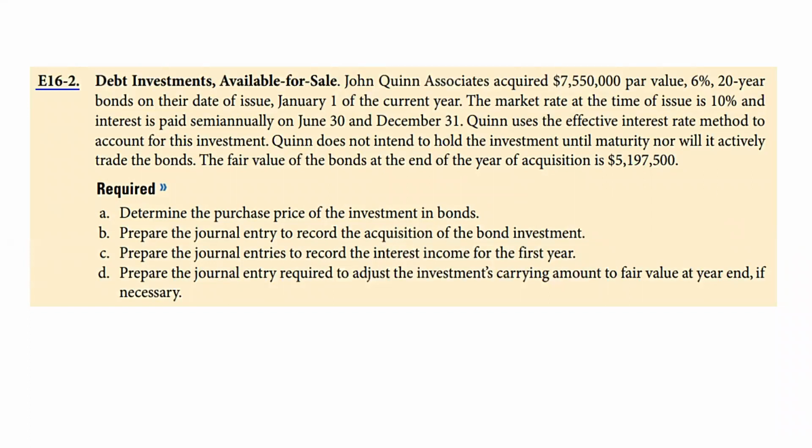Please note that the company acquired bonds with a par value of $7,550,000, paying 6% interest semi-annually, and they're 20-year bonds. The company uses the effective interest method to account for the investment, and they don't intend to hold the investment to maturity, nor will they actively trade the bonds. We also have information about the fair value of the bonds at the end of the first year. So let's get started with the four requirements.